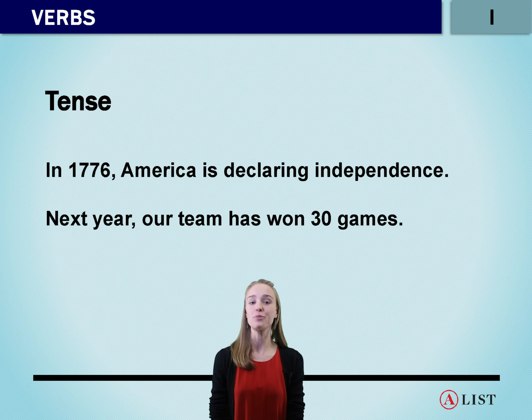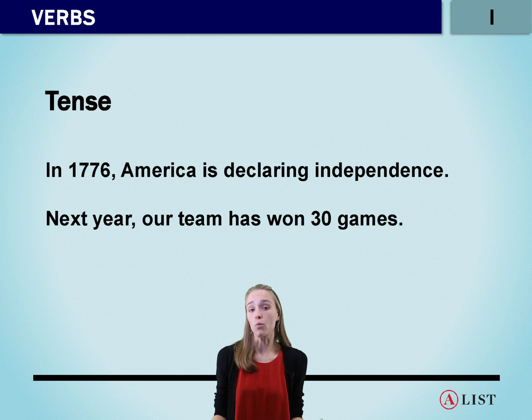Up until this point, we've been talking about subject and verb agreement, which is one thing we need to look for when dealing with any verb type question. Another thing we need to look at is verb tense. Tense deals with time, and at what point in time is something taking place.